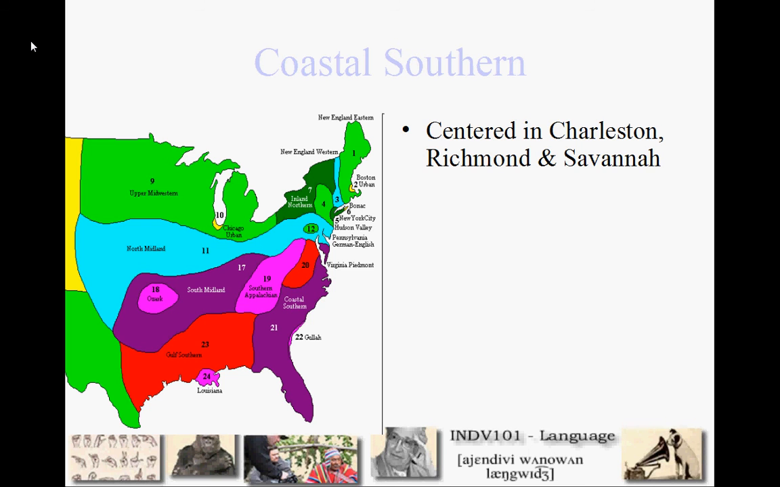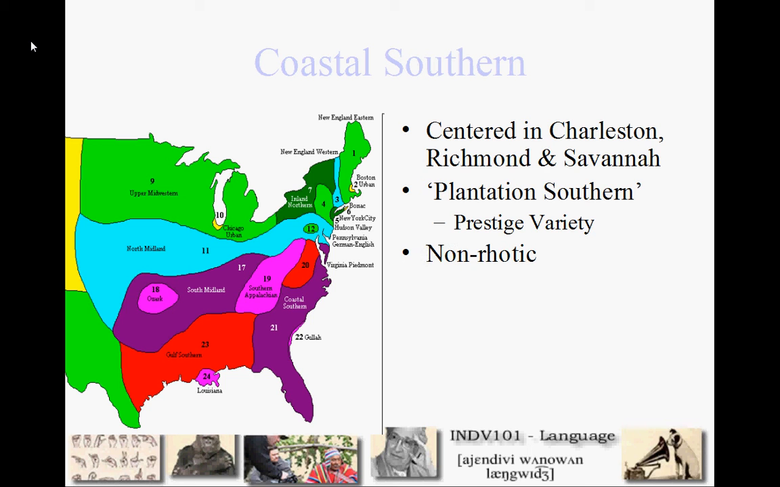Coastal Southern is centered in the Charleston, Richmond, Savannah area. These towns may be familiar because they were important during the Civil War. They're the plantation Southern dialect, and it's considered the prestigious variety down south. It is an R-dropping dialect, so non-rhotic. They drop the R's at the ends of syllables, just like they do in Britain, which is probably related to it being perceived as a prestigious variety.